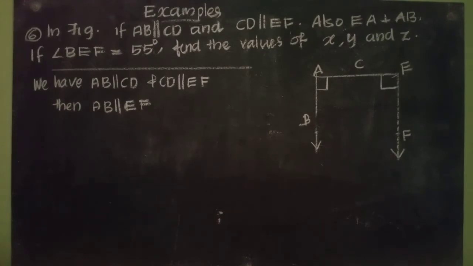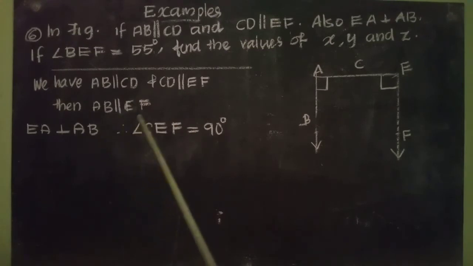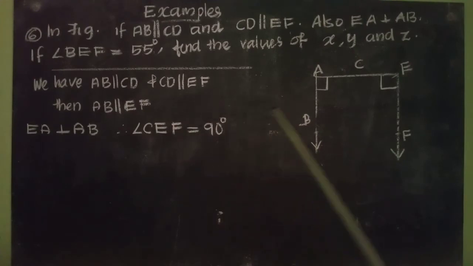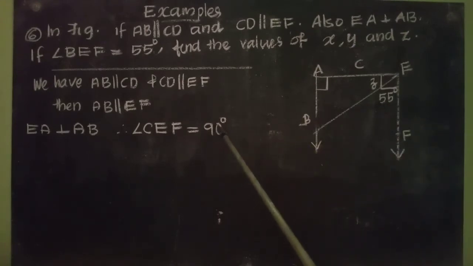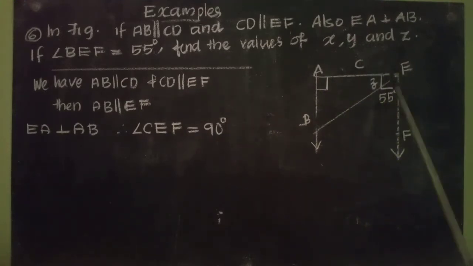So, let us write it. EA is perpendicular to AB, therefore angle CEF, that is this angle CEF, equals 90 degrees. Now you can see in the figure, CEF is the sum of Z and 55 degrees. That is, this 90 degrees is the sum of Z and 55 degrees.